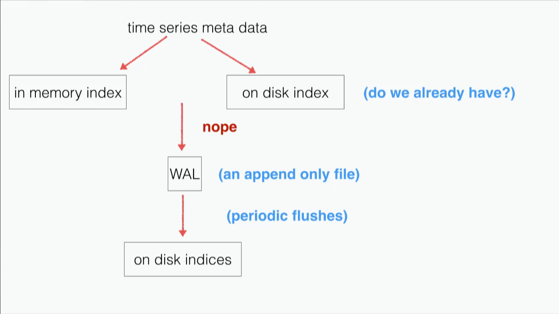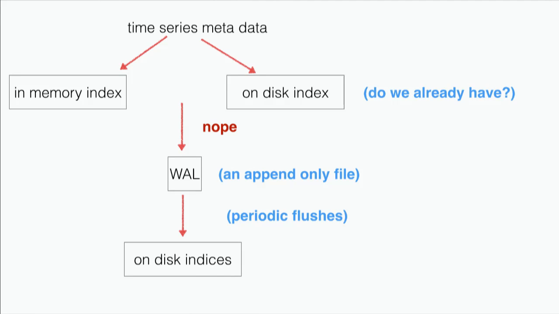And then periodically, we will flush this write-ahead log to an on-disk index. So this is basically a different index file. Just like with the TSM engine, we have the WAL and TSM files. In this case, we call them TSI, like time series index. It's so original.